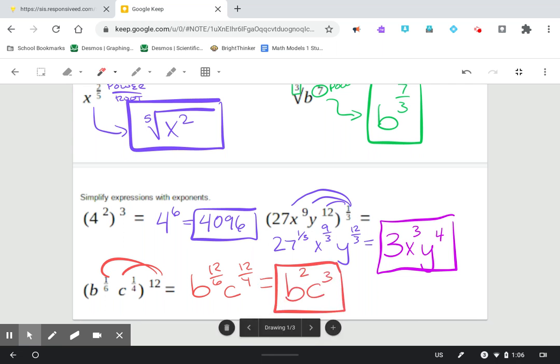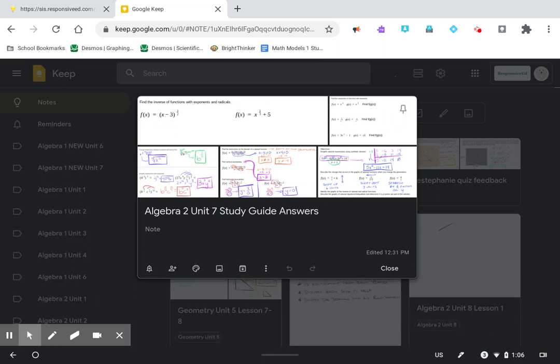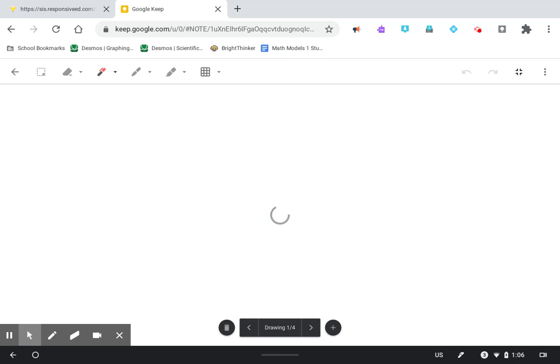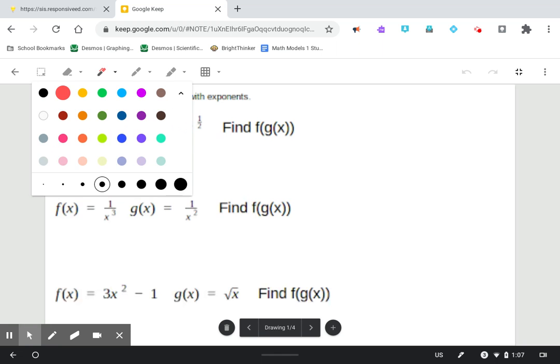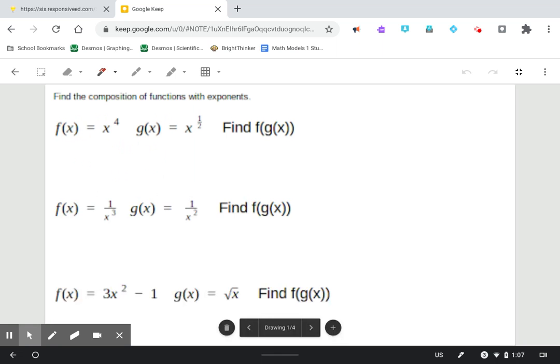And that is it for that page. Let's move on to our next section where we have compositions of functions. So remember, compositions are when you plug one function into another. So make sure you go back and watch that video because it's a pretty important concept.